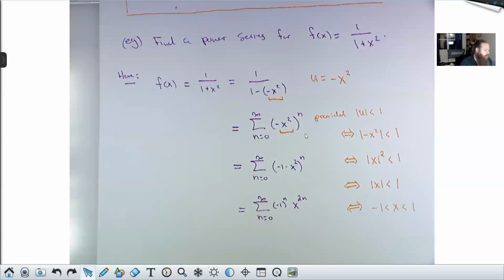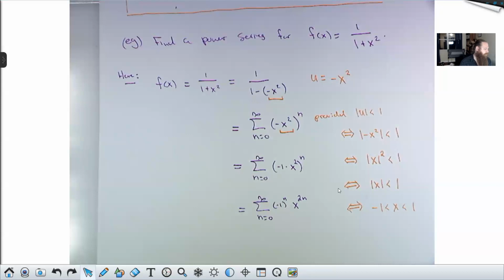Technically, again, you should check endpoints, right? Because that's how we do this. We always test our endpoints. If you plug positive 1 in here, then this becomes sigma negative 1 to the n, which we know is a divergent series by TFD. If you plug negative 1 in here, negative 1 to the 2n is again just 1. So this is the same series at both sides. On a test, you would be required to check the endpoints explicitly.